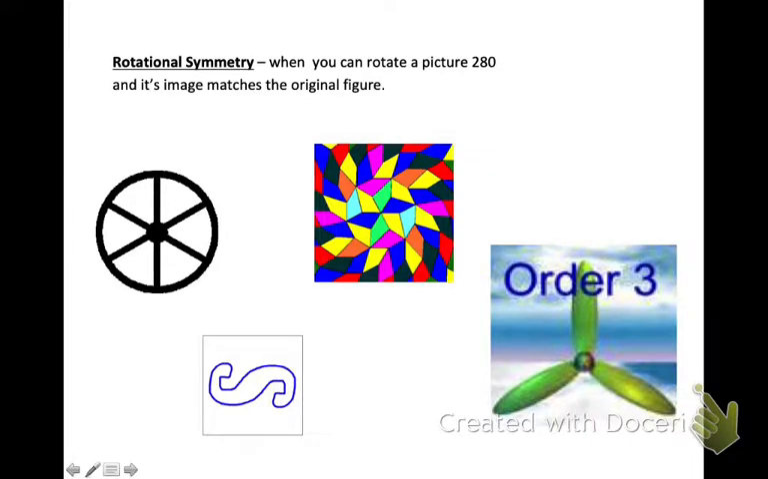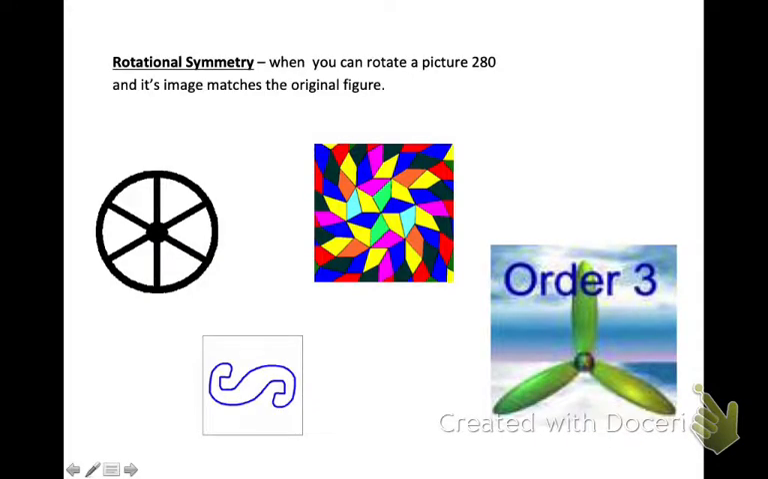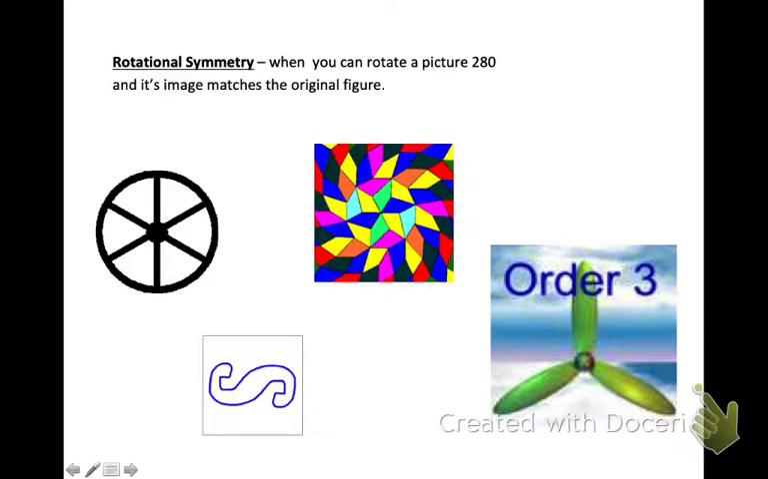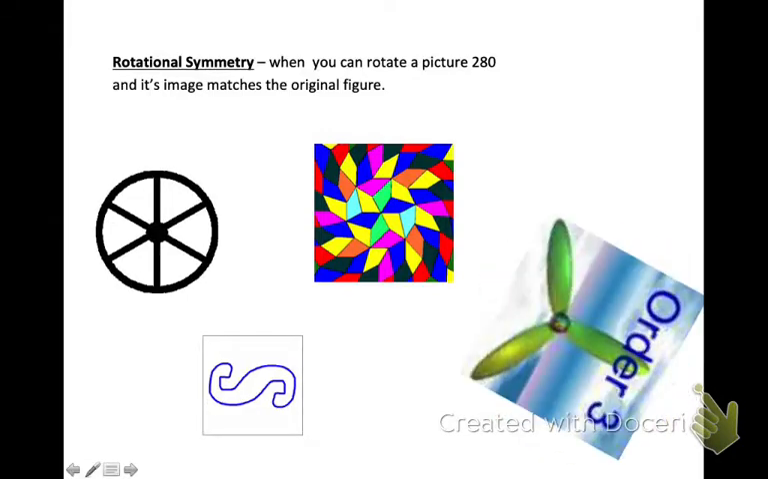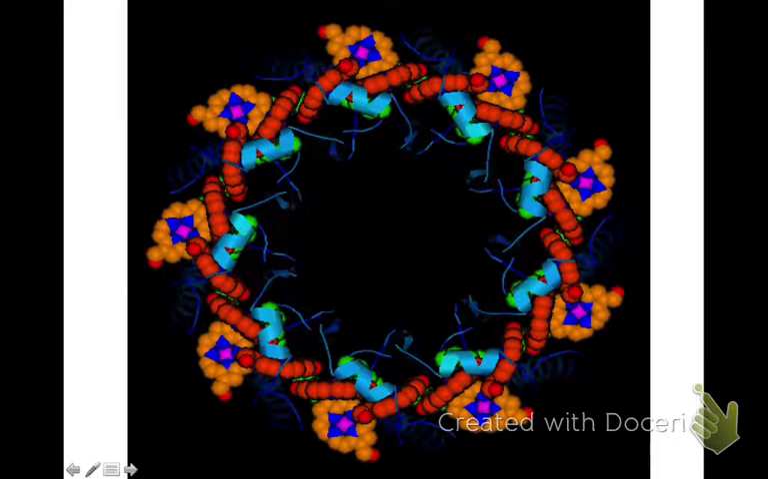Okay, let me go back. Okay, 180 degrees would be here, and it's going to still look the same. Looks the same, looks the same. So that has rotational symmetry. Let's look at the next one. 180 degrees or less, and it looks the same. And last but not least, everything except for that order 3. So rotational symmetry.